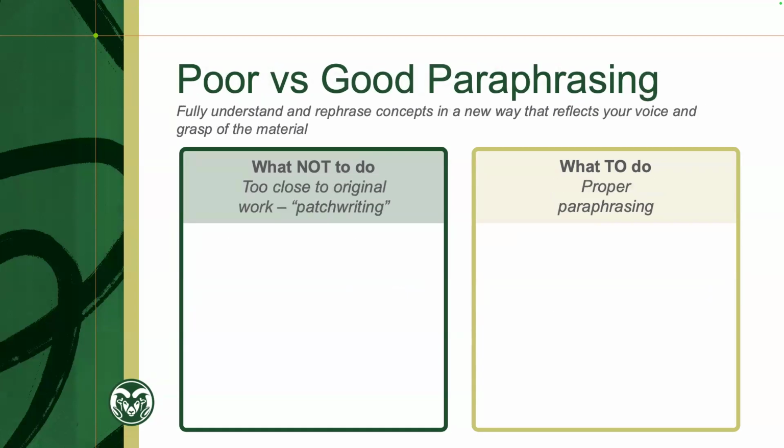And then I think this is my last one here, and then we'll recap these. So poor versus good paraphrasing, this idea of patch writing, right? We want to fully understand and rephrase the concepts in a new way that reflects your voice and grasps the material. So what not to do is to basically take the quote from the reference and then just change a couple of words so that the sentence structure remains the same and maybe it wouldn't be tagged in a plagiarism check. We do not want to do that.